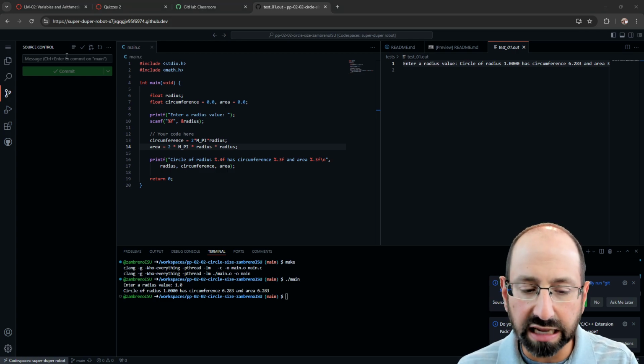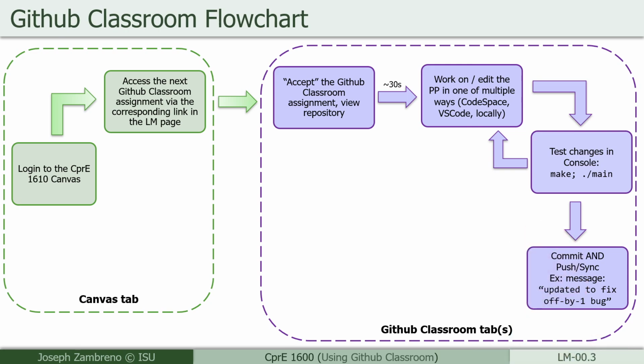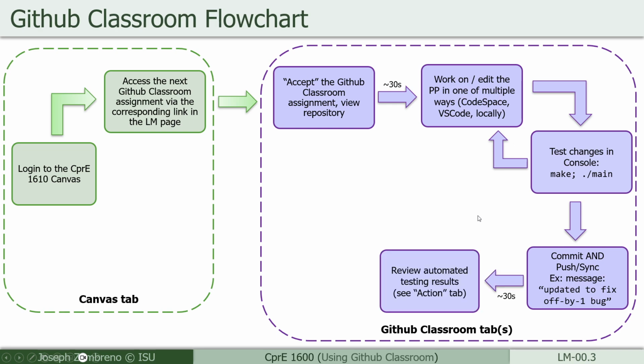Let's go back to our slides briefly here. After we've done that commit and push, it doesn't seem like very much has happened. But what actually happens is that code gets pushed back to github.com. It is then running an automated test script that's checking all our inputs, checking all our outputs, and letting you know whether or not you passed all of those tests.